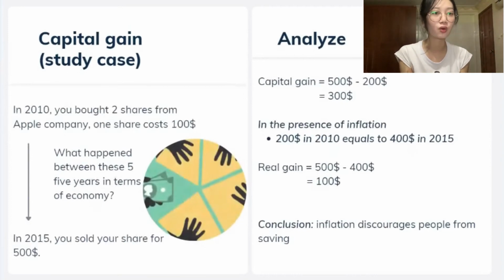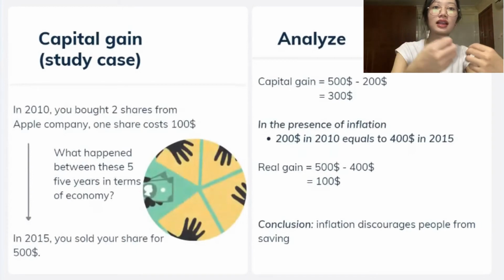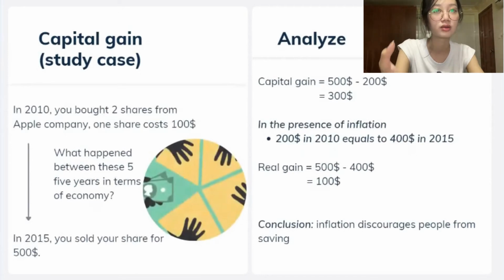The answer is no. Well, during the 5-year period, the inflation could either increase or decrease. And the more it increases, the less value of money we will get. The $200 share that you bought has increased its overall price level to $400 in 2015. Now, instead of $300 like before, our real gain is now only $100. And you may ask why.